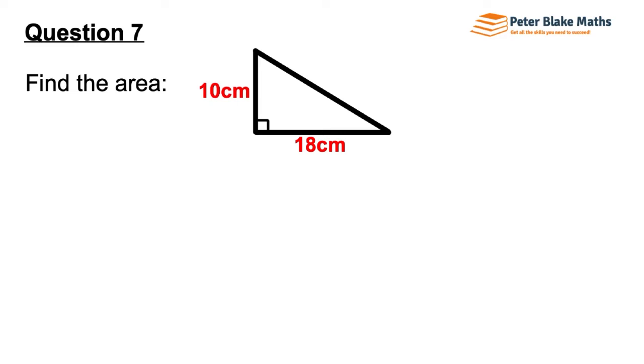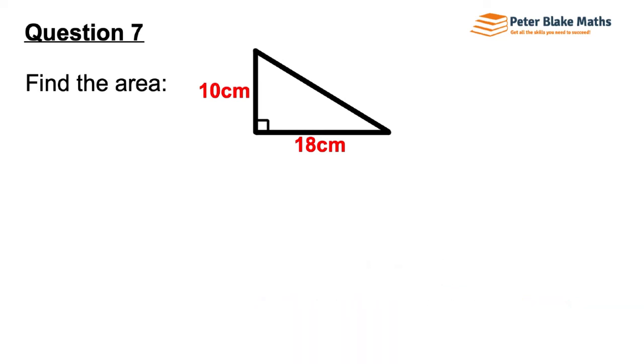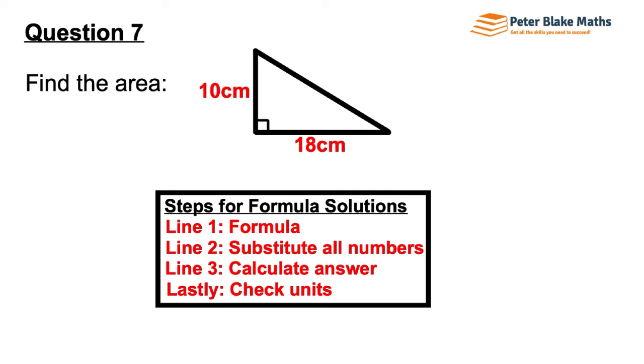Question 7. Find the area of this triangle. It has a base of 18 and a perpendicular height of 10 centimeters. So this has a formula to it. We'll have a formula on the top line, and then we'll look to substitute all the numbers in straight underneath that formula. Then we'll calculate our answer from there, and we'll also have a last thought about getting proper units. We'll check which units we should be using.